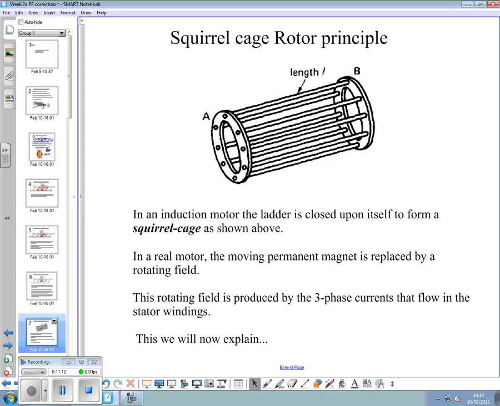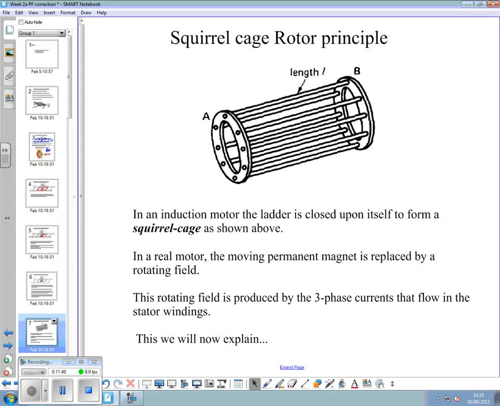The actual rotor is like that ladder rolled up. So it looks like a cage that you'd have a squirrel run inside in its little hutch, pen, whatever you might put a tame squirrel in. So it's like a little hamster's cage, but I don't know why they decided to call it a squirrel cage.